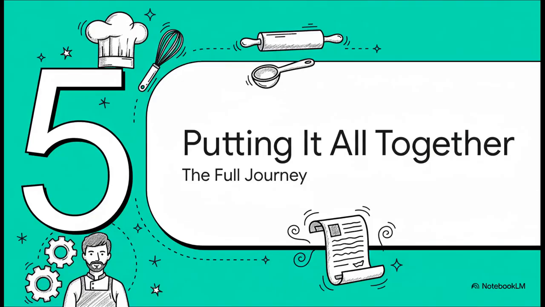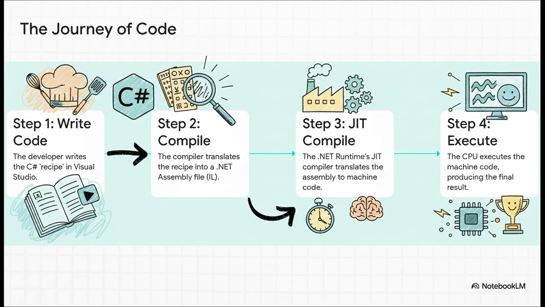So there you have it. We've met all the players. We have the chef, the recipe, the master translator, and our amazing kitchen manager. Now, let's put it all together and watch the whole thing happen from start to finish. Here's the whole journey in 4 simple steps. Step 1, you, the chef, write your C# recipe. Step 2, the C# compiler translates that recipe into a universal assembly file. Step 3, you go to run that file, and the .NET Runtime's JIT compiler does the final, on-the-spot translation into native machine code. And finally, step 4, the CPU executes that machine code, and boom, Hello World appears on your screen.